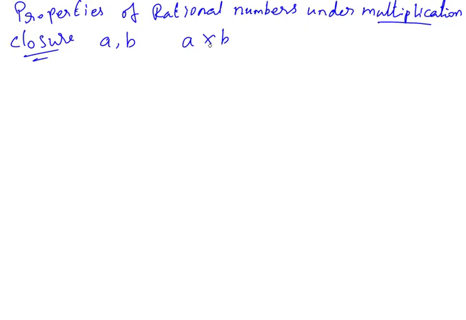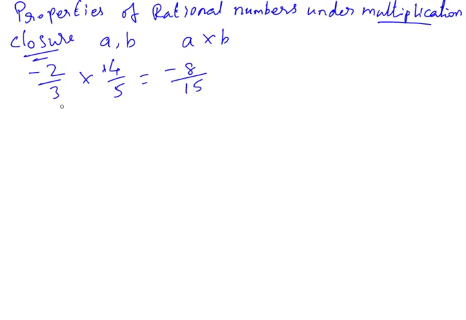We need to prove this for closure property. Suppose we take minus 2 by 3 into 4 by 5. If we multiply, what do we get? Minus, 4 2s are 8, divided by 3 5s are 15. This is a positive sign, so plus into minus becomes minus. So minus 8 by 15.